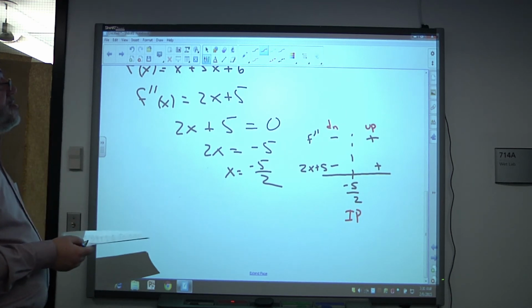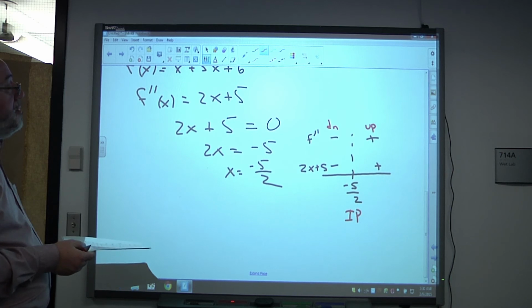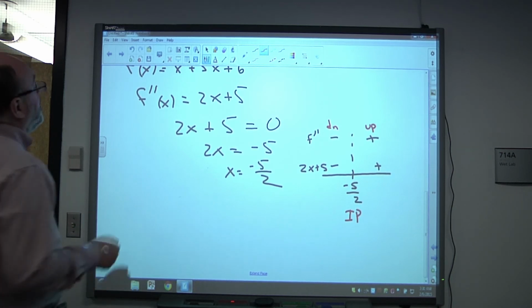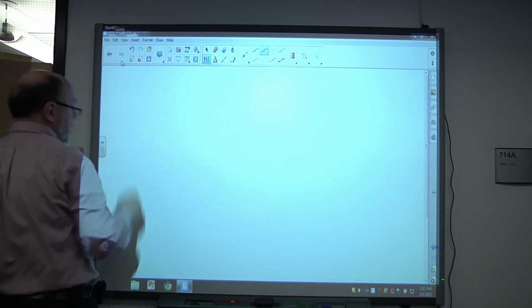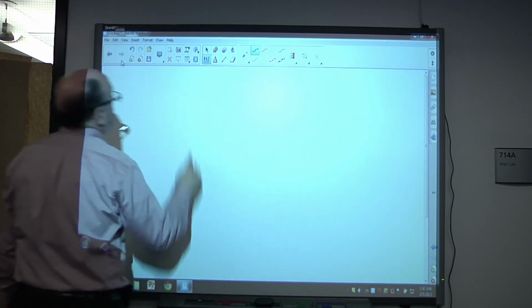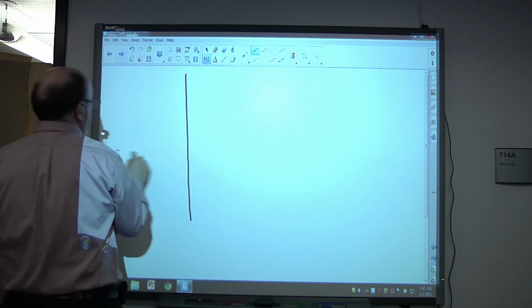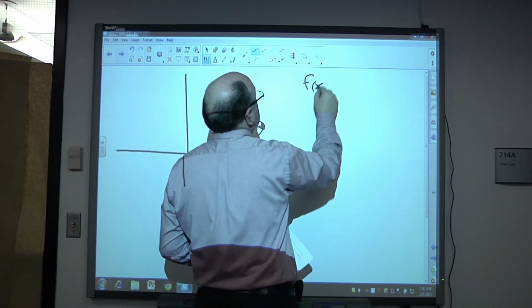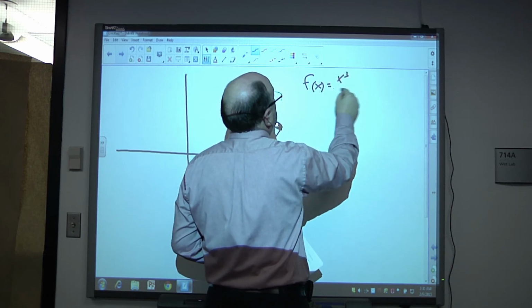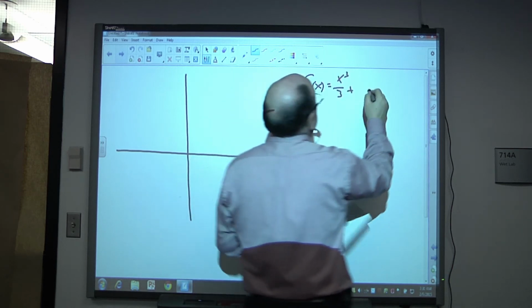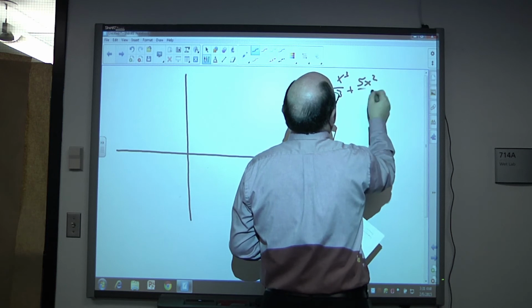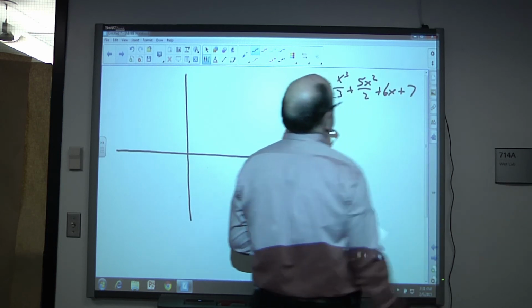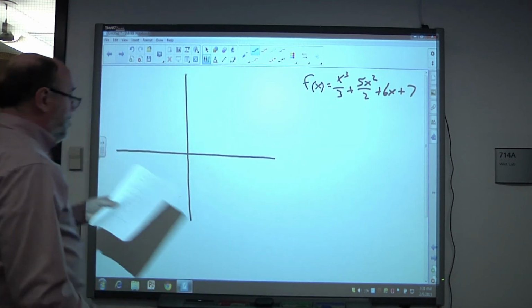So we know something about the shape of our curve. If I look at this, I can now quickly come up with a rough graph of it. Right? So let's do a quick graph here of my equation. Again, let's write the original equation, which was x cubed over 3, 5x squared over 2, 6x plus 7. So let's write down some of the stuff we do know.